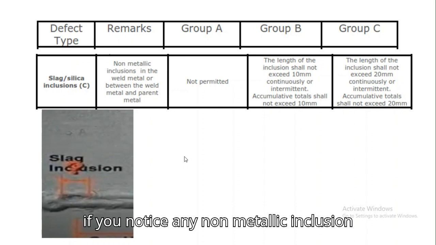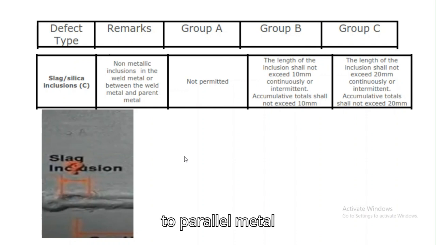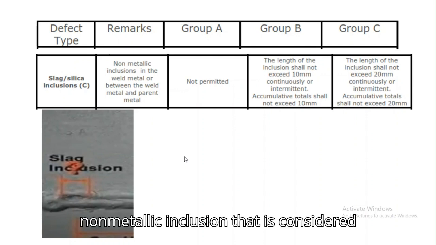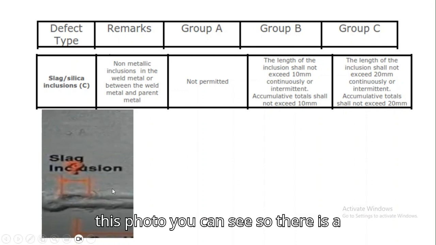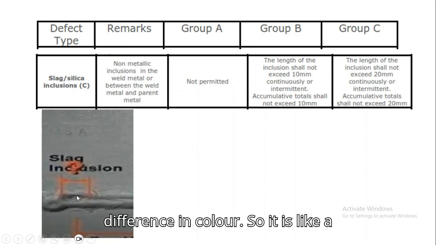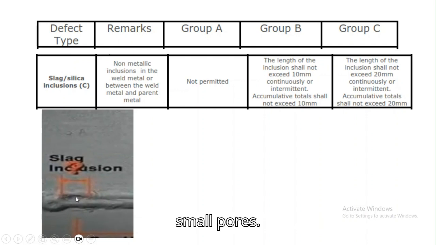If you notice any non-metallic inclusion in the weld or between the weld and parent metal, that is considered as a slag inclusion. Here in this photo you can see there is a difference in color. It's like cement, and you can see small pores.